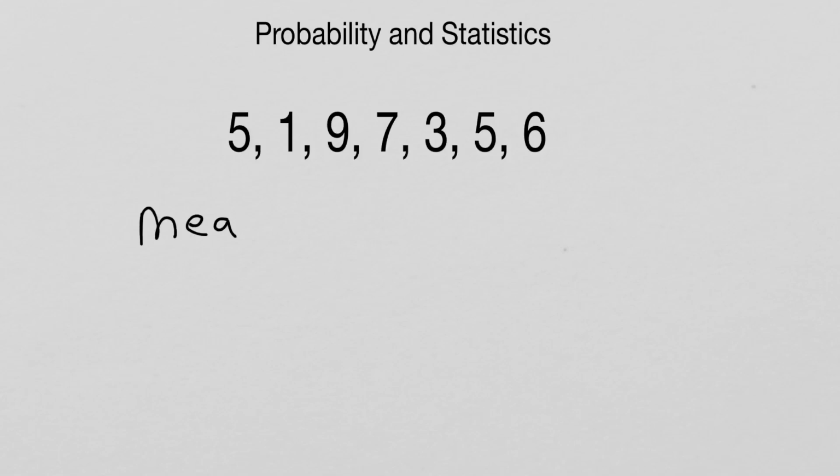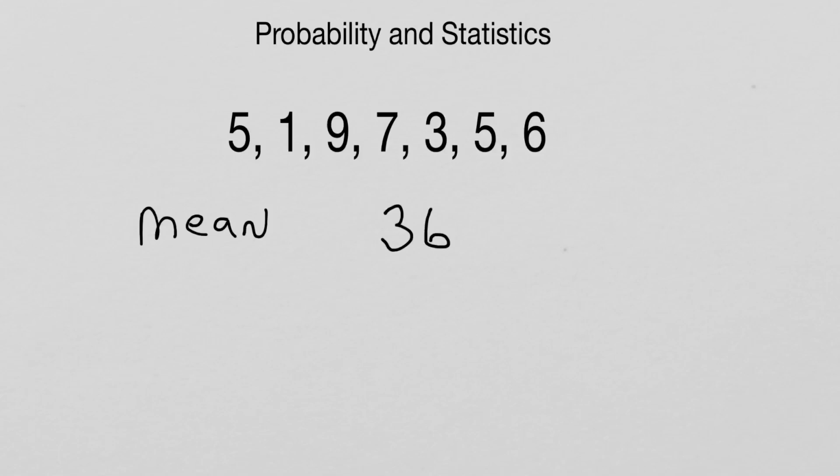All right, the first one we're going to do is mean. Mean's just a fancy word for average. You hear mean used when you're talking about statistics. Most of the time when people are talking about something else that happens in life, they'll just say average. To get the average of these 7 numbers, and I'm not meaning to insult your intelligence, you're going to add all 7 of these numbers together. 5 plus 1 plus 9 plus 7 plus 3 plus 5 plus 6. If you do that, you're going to end up with 36.